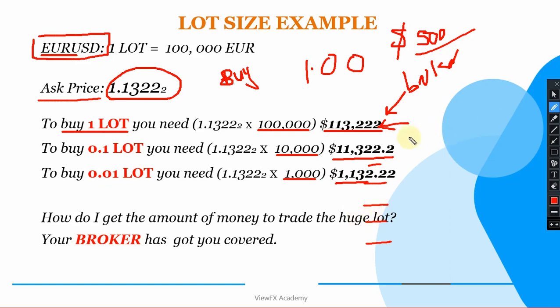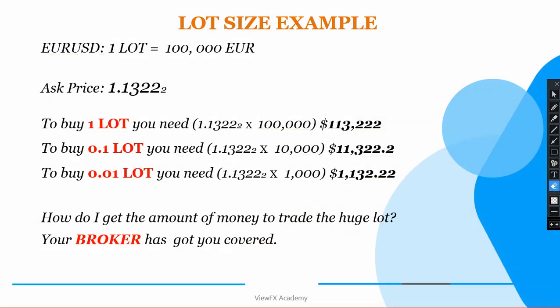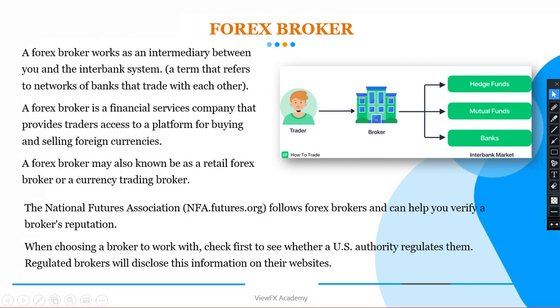And this is why individuals were not able to trade the forex market until the brokers came in to help individuals by giving them money, a huge amount which can be used to trade the forex market. So here it says, how do you get the amount of money to trade huge lots? Your broker has you covered. This is where your broker comes in to help you trade forex. So without your brokers, trading forex will be difficult.